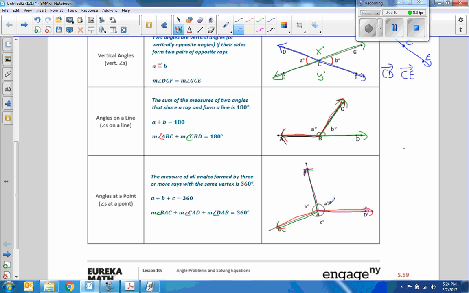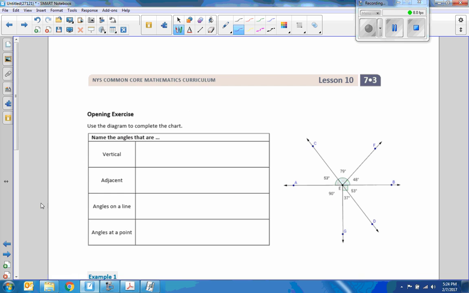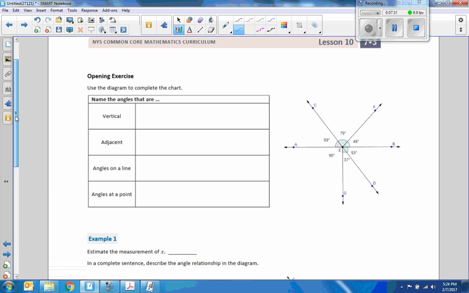So what this is saying is angle A plus angle B plus angle C equals 360 degrees, because if I start here and go all the way around, it makes a full circle, and that's 360 degrees. And that's why if you're a skateboarder, if you do a complete rotation in the air, it's called a 360. Okay, so here we go.